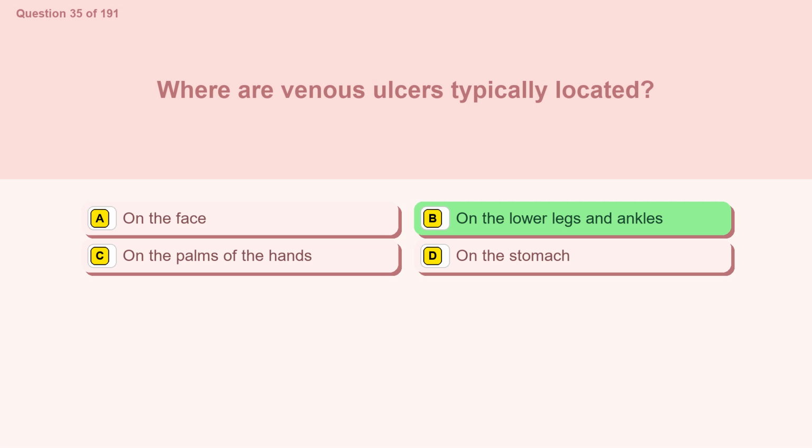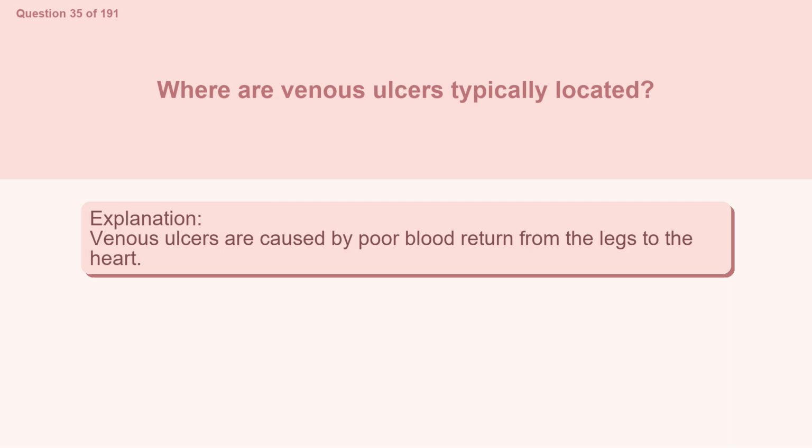The correct answer is option B. On the lower legs and ankles. Venous ulcers are caused by poor blood return from the legs to the heart.